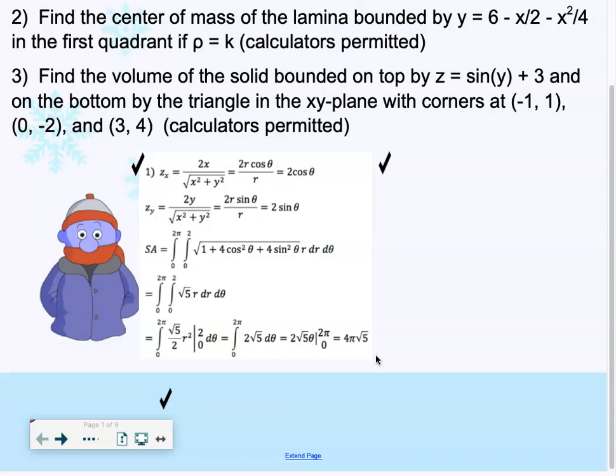Find the center of mass of the lamina bounded by y equals 6 minus 1/2 x minus 1/4 x squared in the first quadrant if your density is just equal to k. So first you find the mass, which is just the double integral of the density. Then you find your m sub x, m sub y, and then your final center of mass is just m sub y over m and m sub x over m.